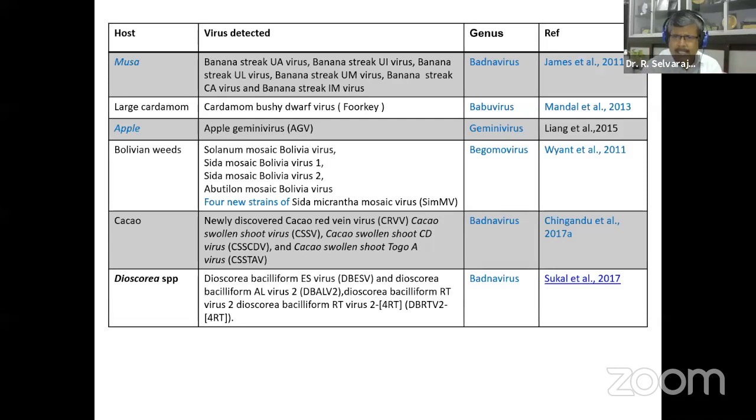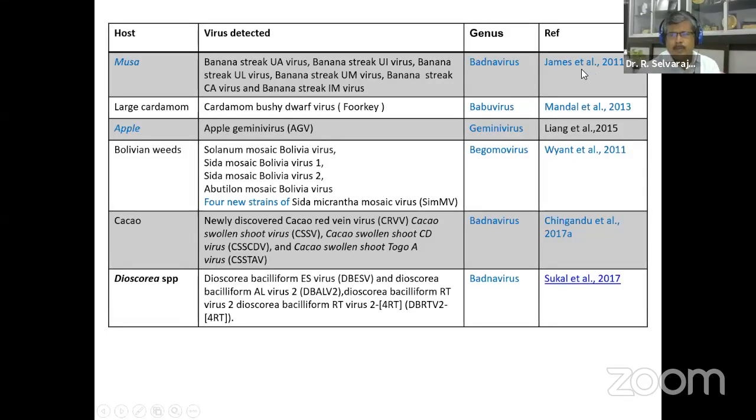As soon as this RCA came into the picture, immediately our IRA group, that Mandal group, could detect and identify the next Babu virus in this group, cardamom bushy dwarf virus. And in apple, cocoa, a newly discovered virus, cocoa swollen shoot virus, is well known. But cocoa red vein virus was recently identified using the same RCA method. And in banana streak virus, there are 9 more additional viruses identified using this RCA by James et al.